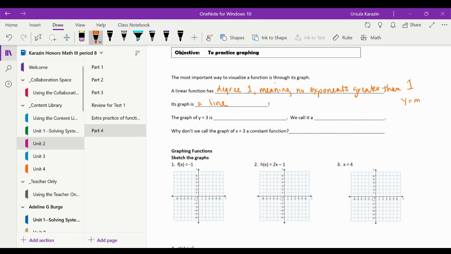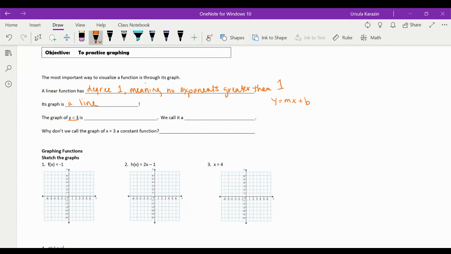Now remember, there are different forms of linear functions, like y equals mx plus b. That's a common form. That's slope-intercept. There's also point slope, and there's standard form. Now, when you think about lines, there are some special lines. y equals 3, that's a special line. It is a horizontal line.